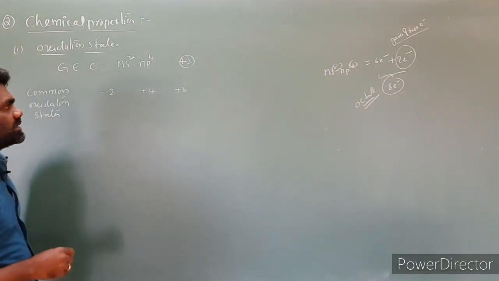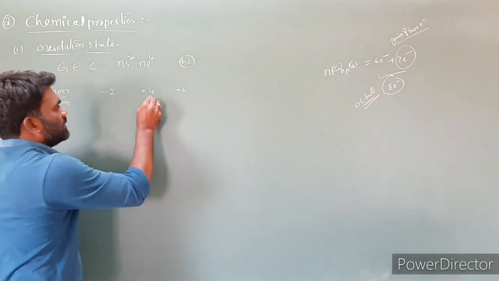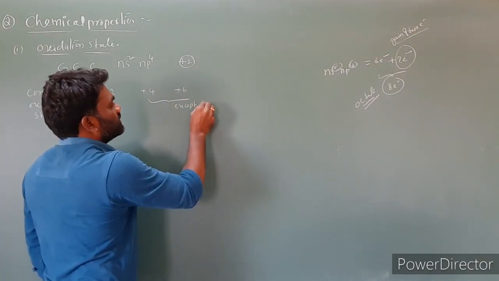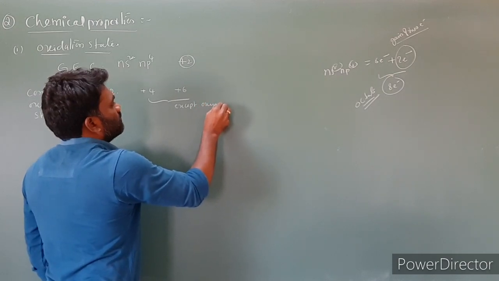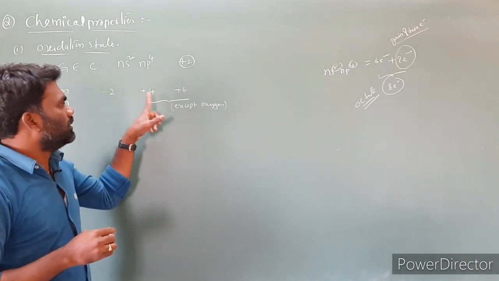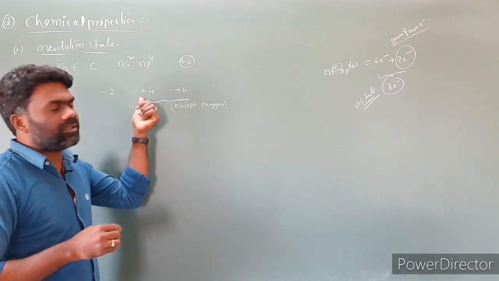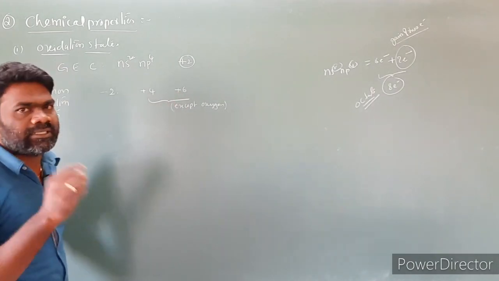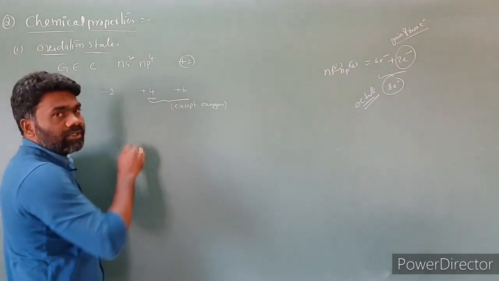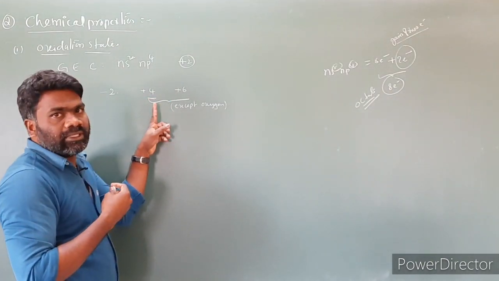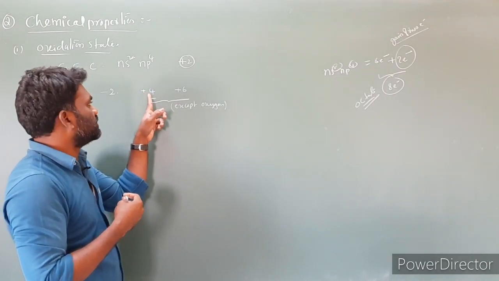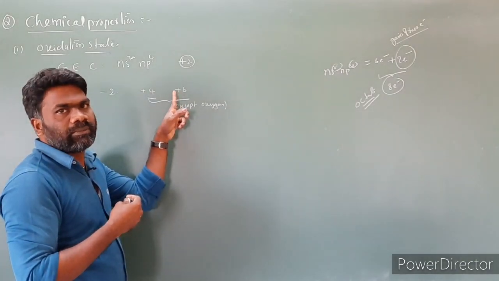Next, we have to discuss the stability of these oxidation states. Oxygen does not show plus 4 and plus 6 oxidation states; in the remaining cases we can take plus 4 and plus 6. Another important point: sulfur, selenium and tellurium show the plus 4 oxidation state when they react with oxygen. So with oxygen they will show plus 4, and with fluorine they will show plus 6.